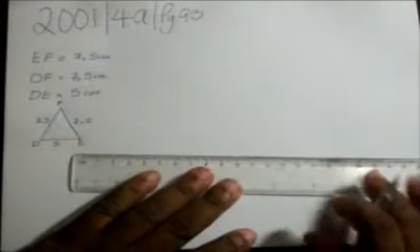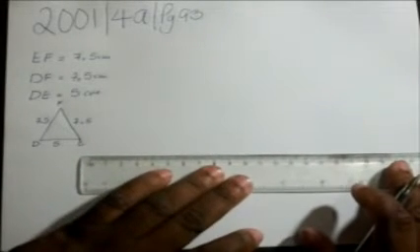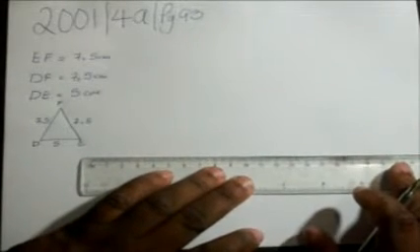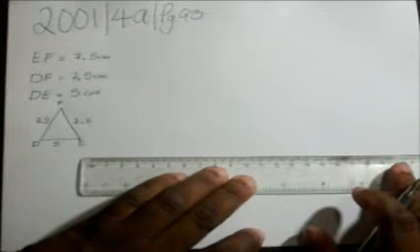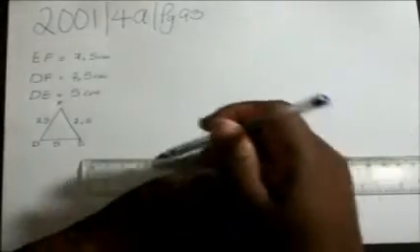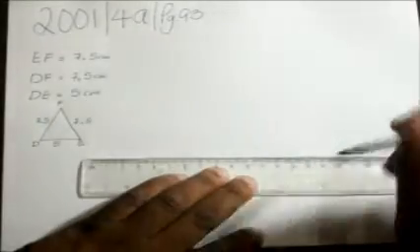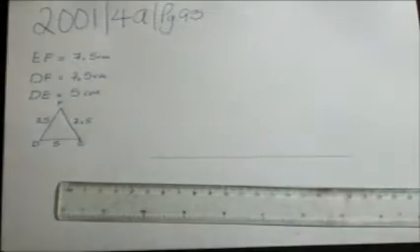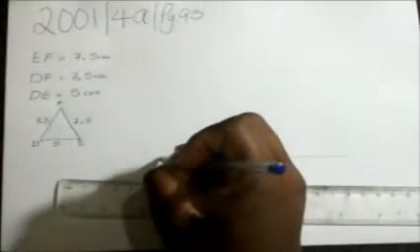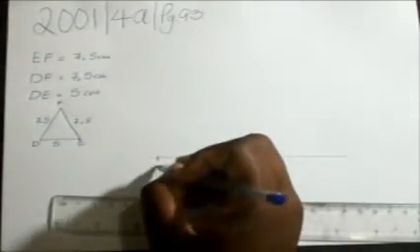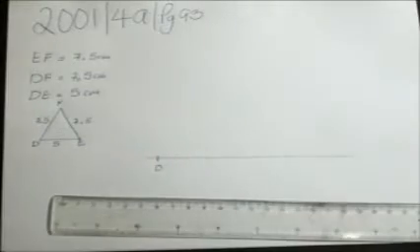You don't have to let this be a starting point, but I'm going to do it. I'm going to start by constructing line segment DE. So here I'm going to construct line segment DE. I draw my line obviously longer than 5 centimeters. On the left end of the line, I identify the point D.